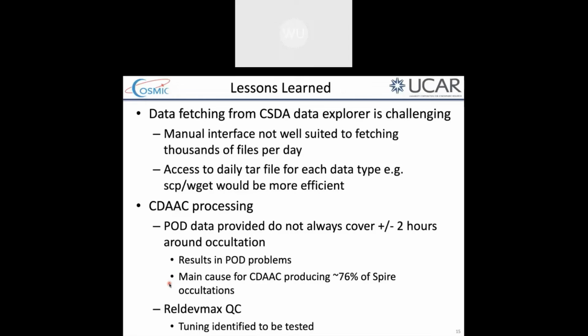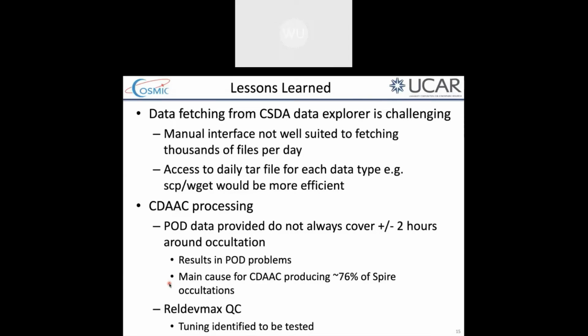That would be great. And then for the processing, I mentioned the 76% number, that's the fraction of RO profiles that we were able to generate from the data provided. The main reason for that is that the precise orbit determination data do not always cover at least a couple of hours around each occultation. And that in our system, at least, gives us processing and QC issues with our POD. So that's the main reason for that difference. So maybe that's something that can be looked at with Spire to perhaps provide a little bit more POD data.